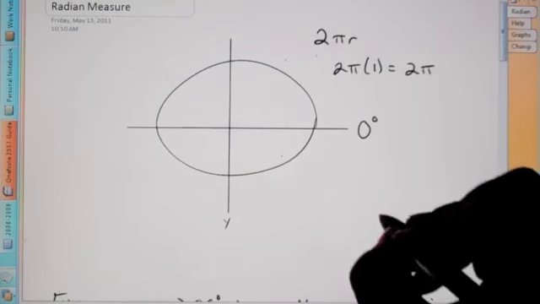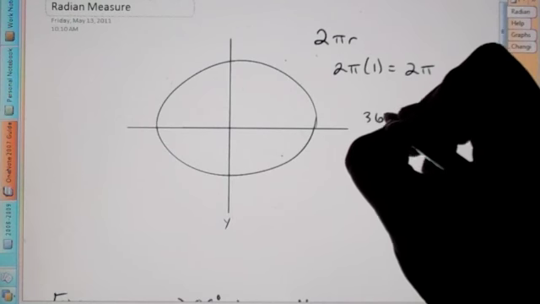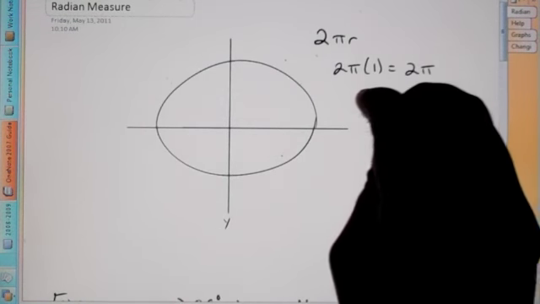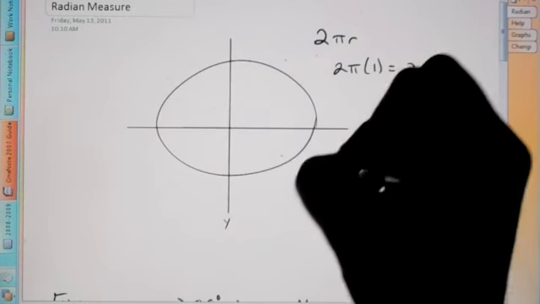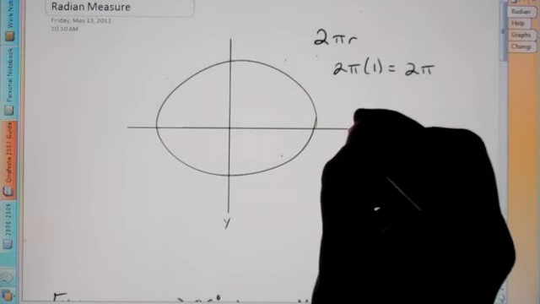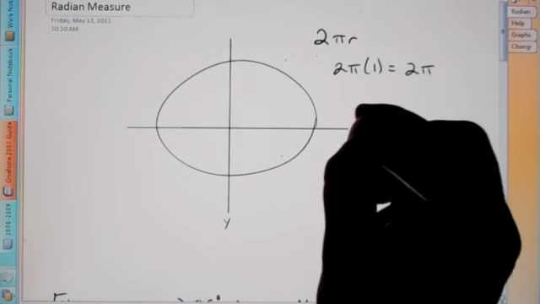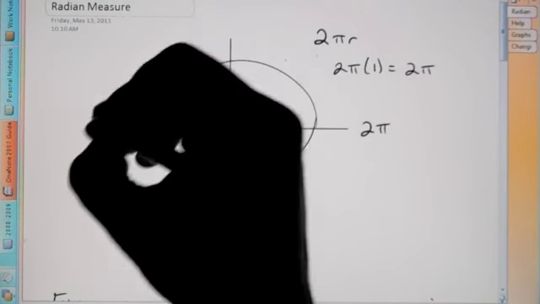So all the way around the circle, instead of saying 360 degrees, we're going to say that's 2 pi. To make it all the way around, it's going to be 2 pi radians, times whatever the radius is. In this case, let's say it's 1. If it takes 2 pi to get all the way around, it's going to take 1 pi to get halfway.